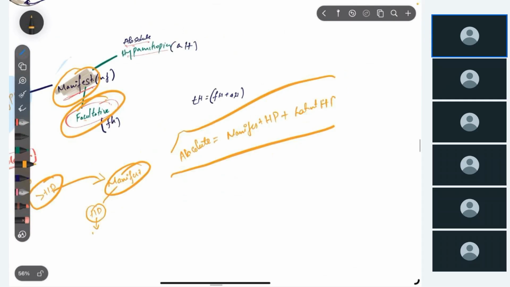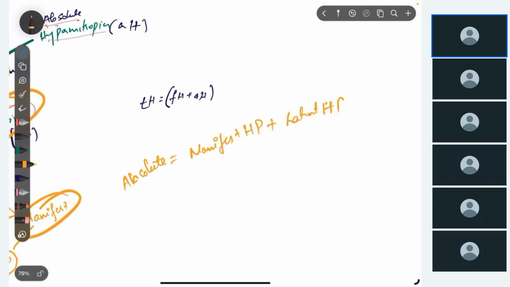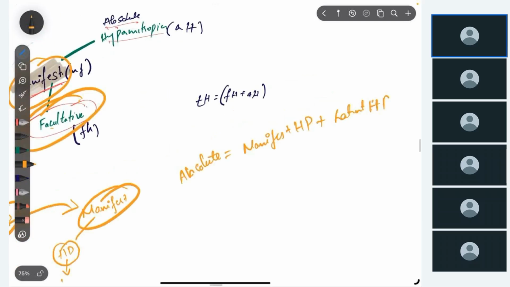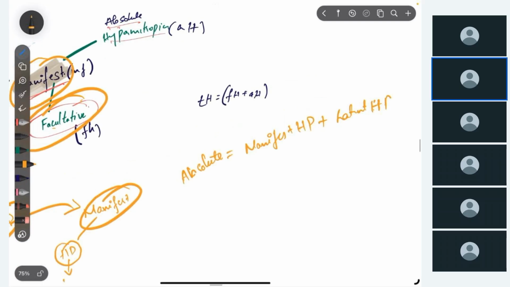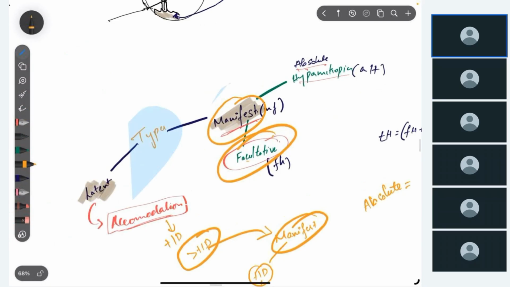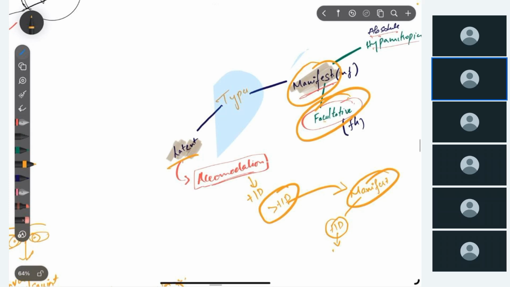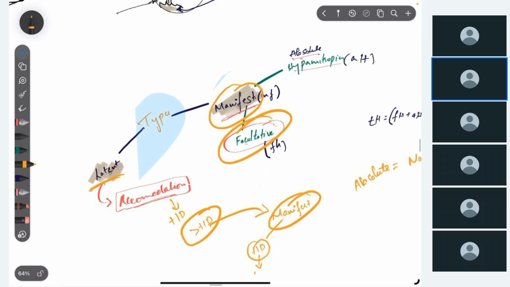So what you are telling is, in manifest hypermetropia, the facultative hypermetropia is nothing but the latent hypermetropia which has manifested now. Am I correct? Is my understanding correct? No, bro. Look, there are two types: latent and manifest. In case of latent, the person has a problem, but it is taken care by his accommodation reflex.